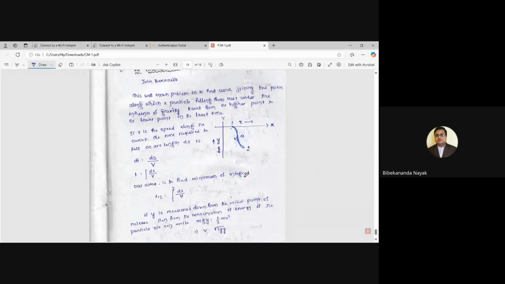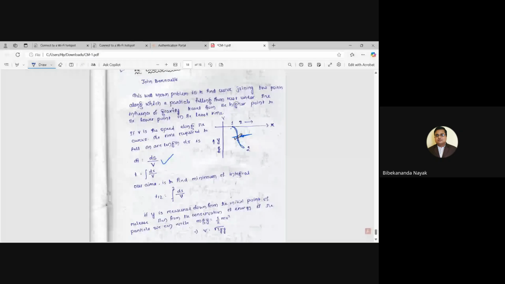Okay, for this, our aim is to count the time. The arc length is ds, and we know velocity is equal to displacement by time, so dt will be ds by v. If we know the velocity, putting this in, we can calculate the time. The time will be the integration of ds by v.